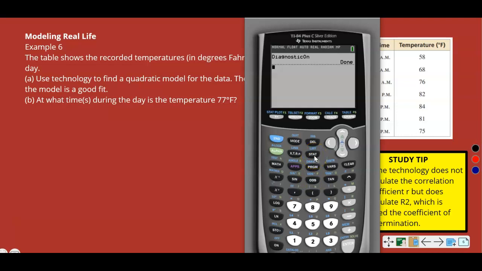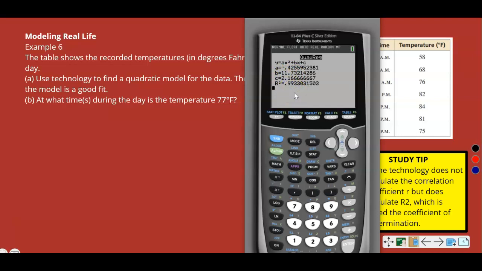Now once that is turned on, we can go back to Stat. We already hit Edit and put our table of values in there. Now we're going to go to Calculate. The question says find a quadratic model, so we're going to go to QuadReg, number 5. It's pulling from L1, L2, and we want it to calculate. You can see here, negative 0.43, that would be my x squared value, 11.7, and we can round this up to 2.